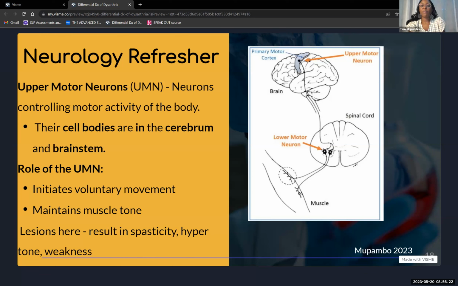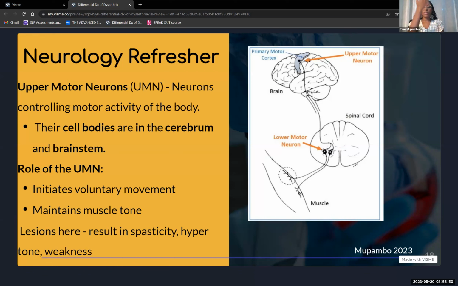The reason muscle tone is important to us as speech therapists is because a lot of times when there's damage to the upper motor neurons, that muscle tone, the way that it's maintained is the upper motor neuron essentially sends facilitatory and inhibitory functions that then maintain the muscle tone. So it tells the lower motor neuron, okay, increase on that facilitatory, okay, increase on that inhibitory, and that is what maintains your muscle tone.